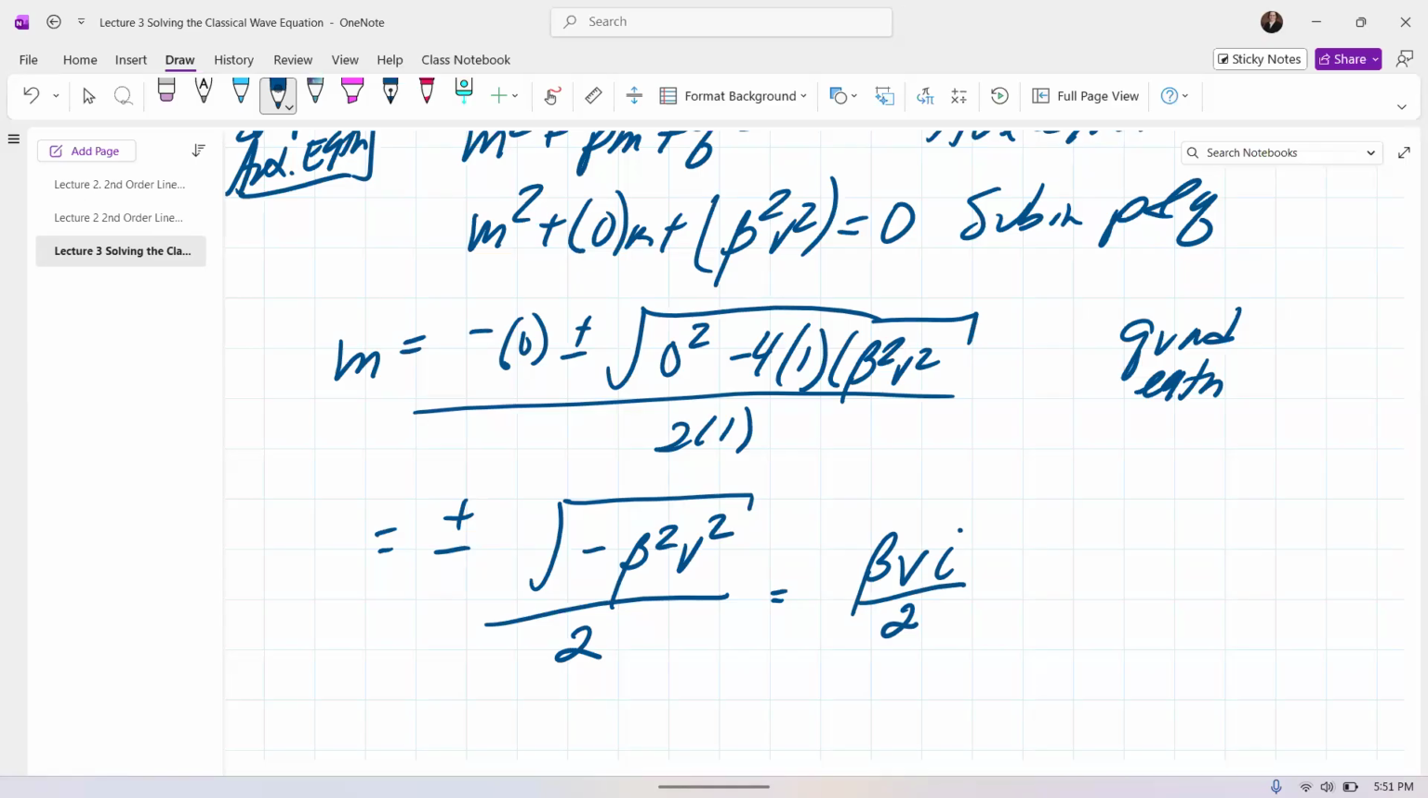Oh, wait, I forgot the 4. Sorry, there's also a 4 here. It's from this right here. I just forgot to write it. Sorry, there should be a 2 up here. And now the 2's will cancel. Great. Equals plus or minus βvi. And this was all simplify.